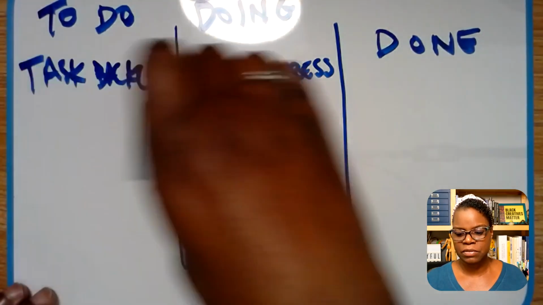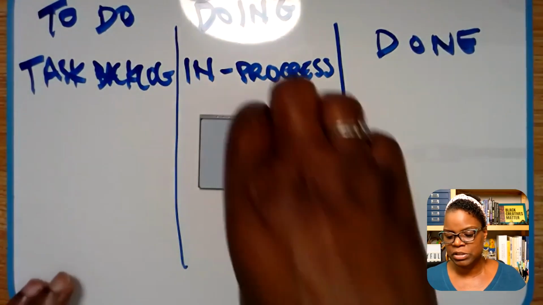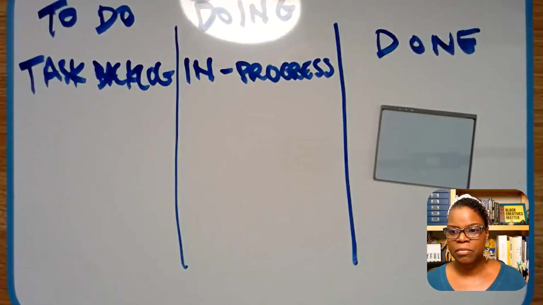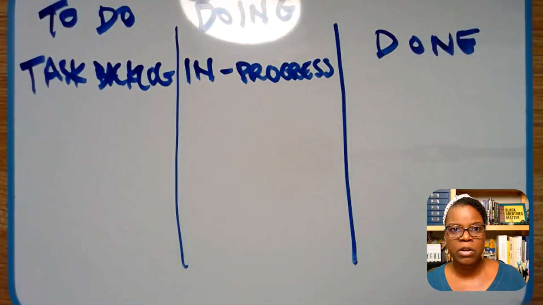I have a set of magnetic sticky notes here. I can move them from one column to another quite easily. The basic tenet is one idea, one small task, one doable thing that you can get done in 5 minutes or less.